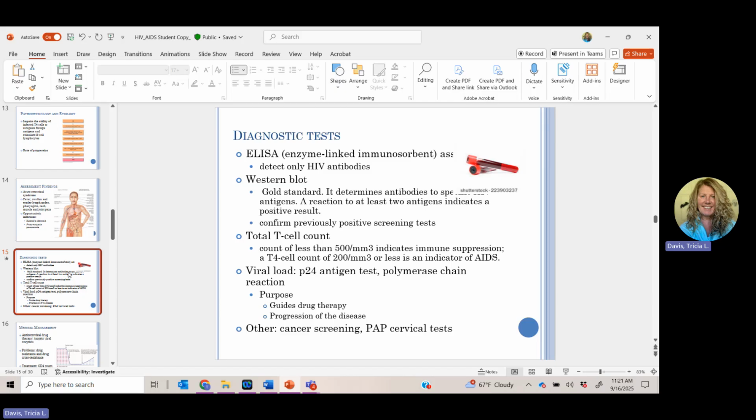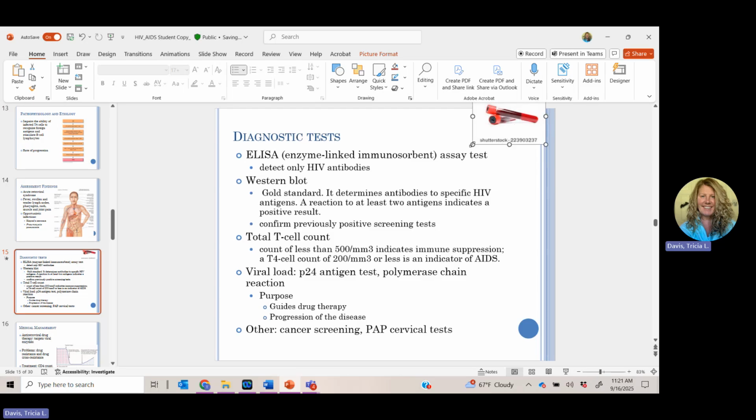All right, so how do we diagnose this? So we can do an ELISA test, which we call the enzyme-linked immunosorbent assay test. So this is going to detect HIV antibodies, okay? So we do this test a lot. If we really want to diagnose it with a positive result, we don't want any false negatives, we will go to a Western blot. So a Western blot really is that gold standard, okay?